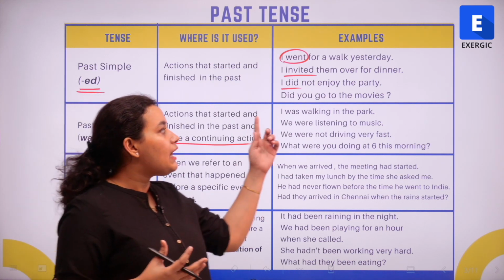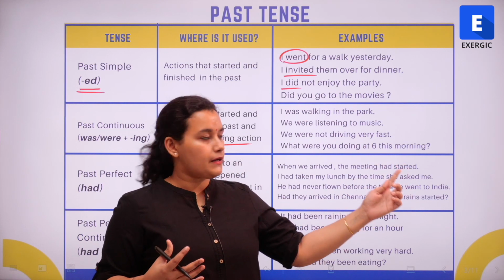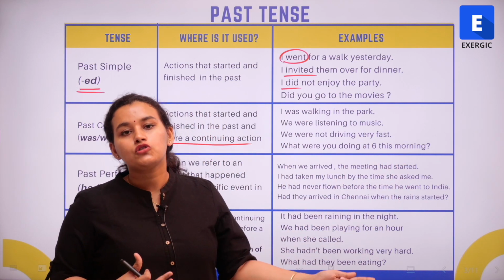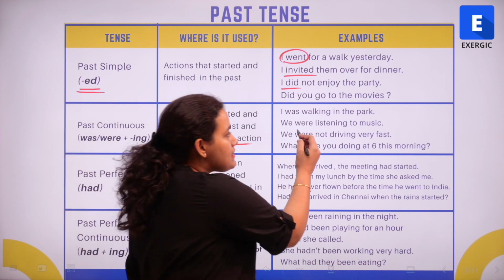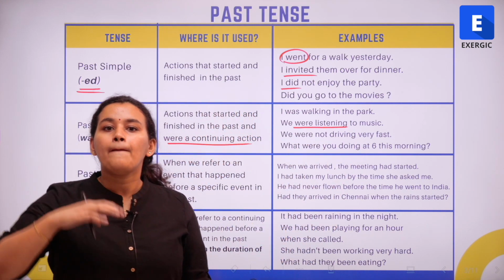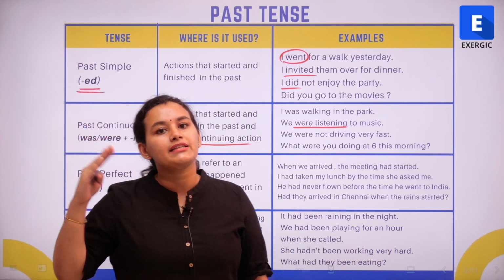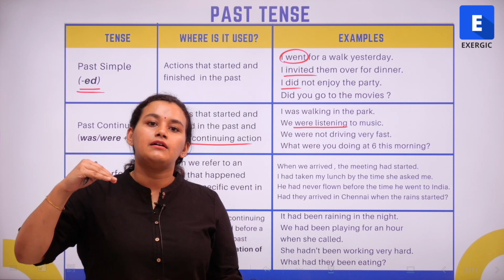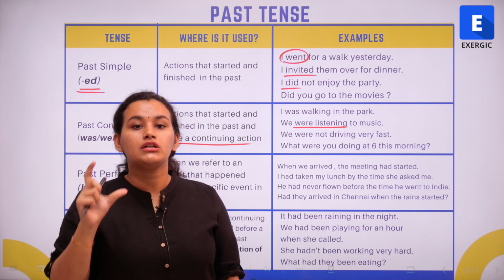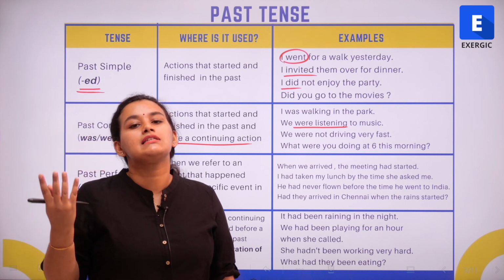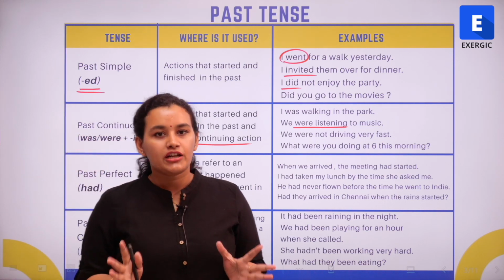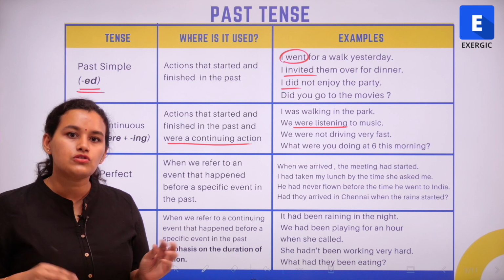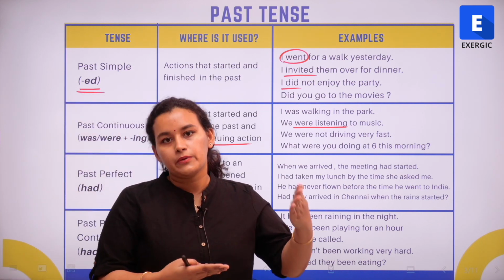For example, I was walking in the park. We were listening to music. This is in the past continuous tense. It is also something that we did in the past, and we are referring to the continuing nature of us listening to music. Generally, the past continuous tense is used when we are narrating a sequence of events.